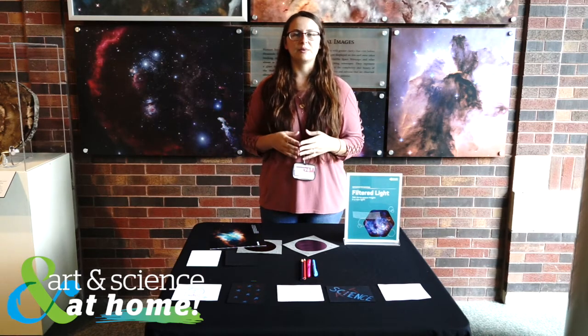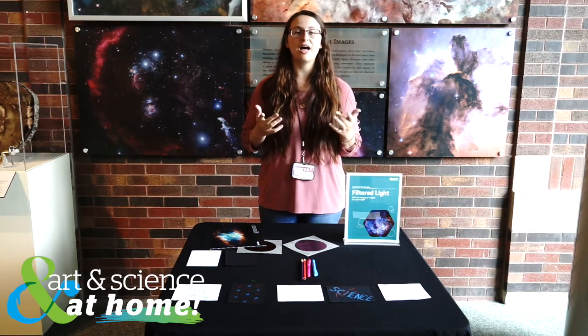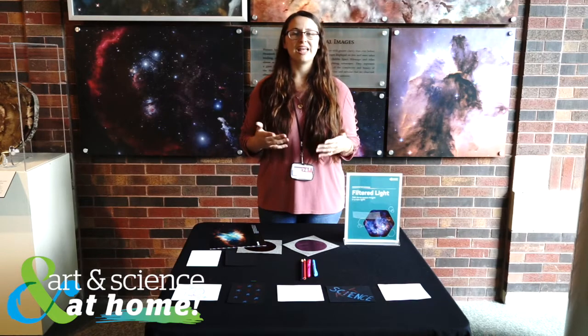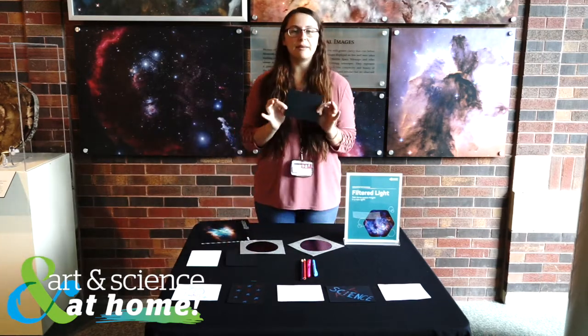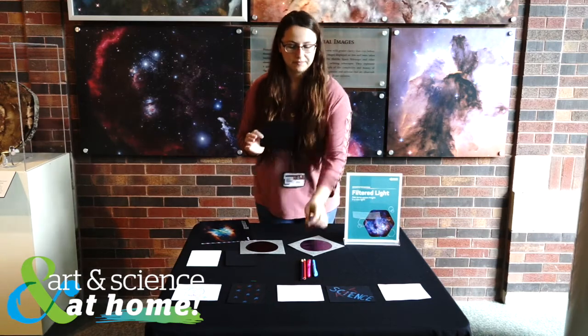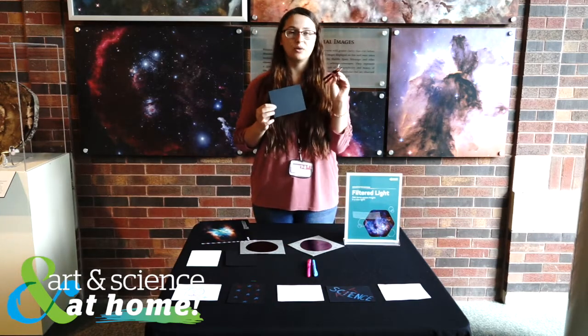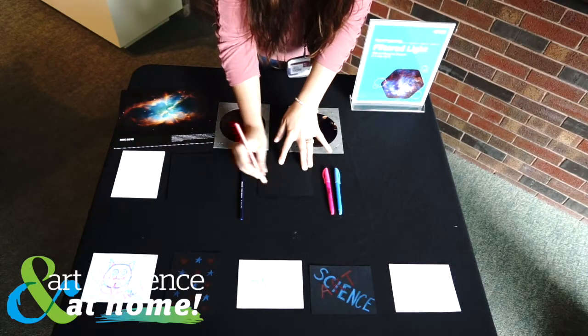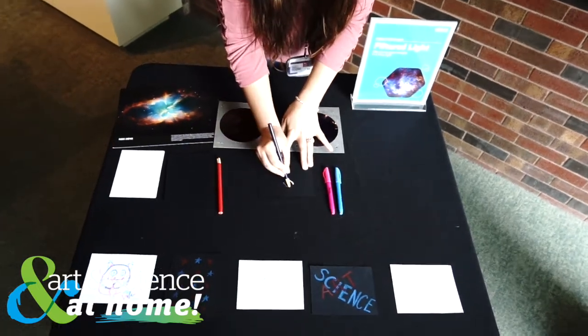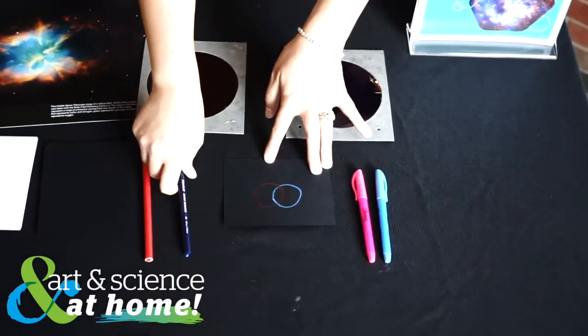Now that we have seen what these filters can do, can you help me find out how they work? Let's experiment. Using a black piece of paper, we'll draw two circles. Crayons work best, or some thick colored pencils. First, we will draw two circles on a piece of paper, one red and one blue, and then look through our red filter.